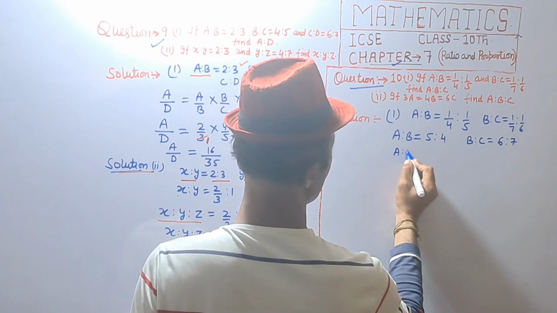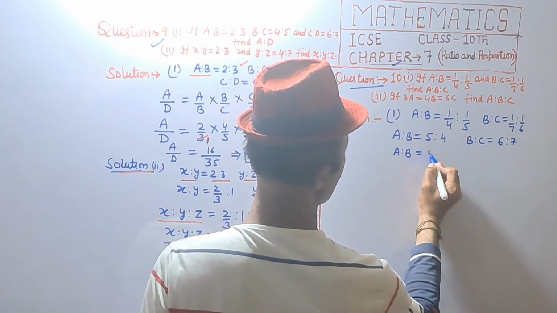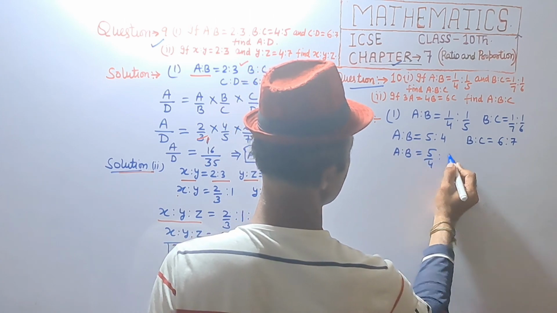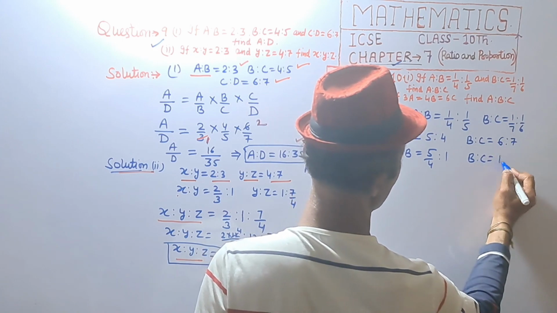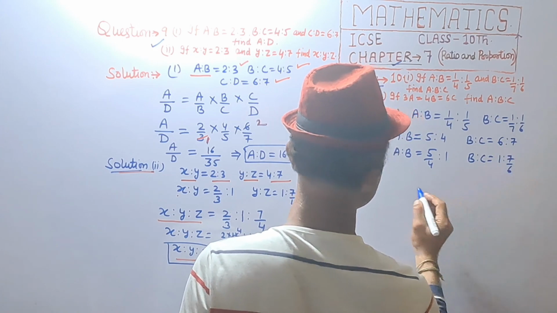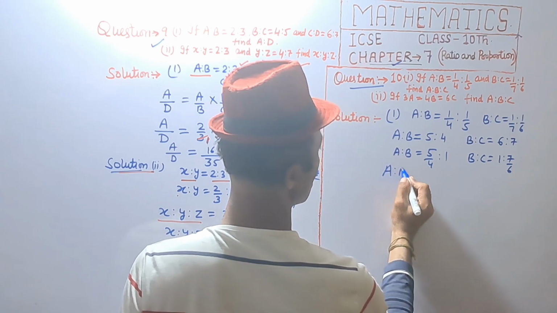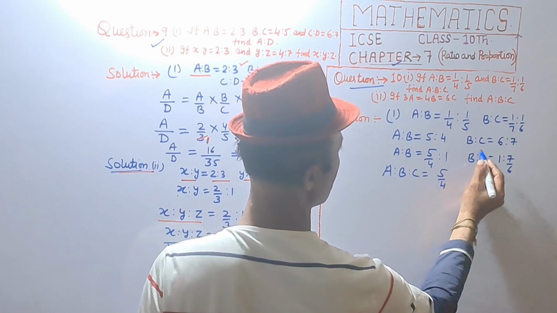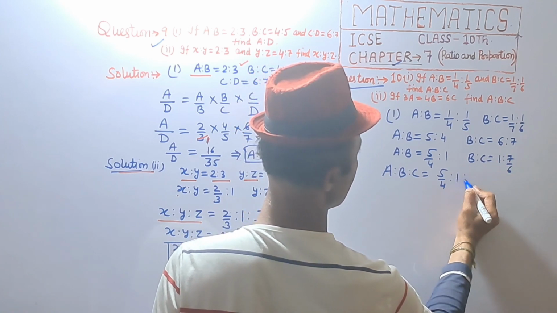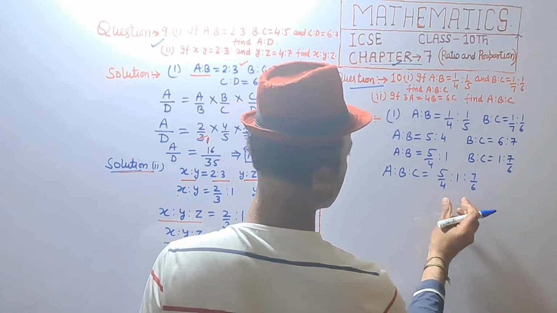A ratio B is equal to 5/4 ratio 1, and B ratio C is equal to 1 ratio 7/6. So A ratio B ratio C is equal to 5/4 ratio 1 ratio 7/6.